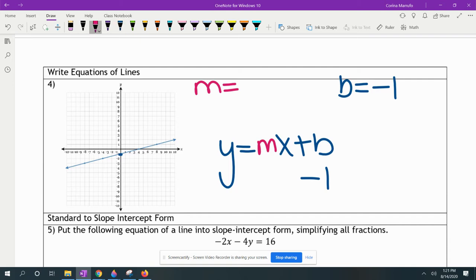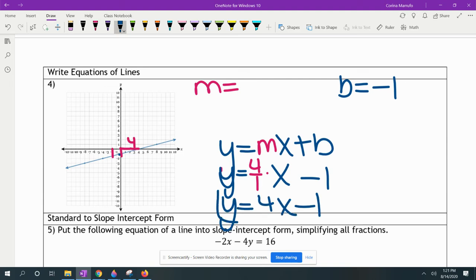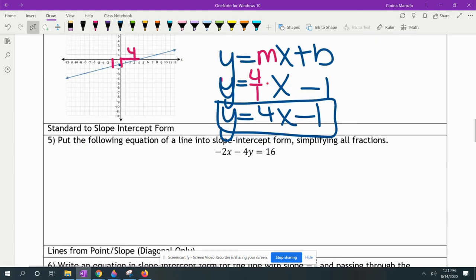And then our slope, we count the rise over run. So it rises 1, that's 1 unit, and then it runs 1, 2, 3, and 4. So this is 4. So let's see, it's going to give us y equals, our m is 4 over 1 times x. Now 4 over 1 simplifies. It just simplifies to 4x minus 1. That's it.